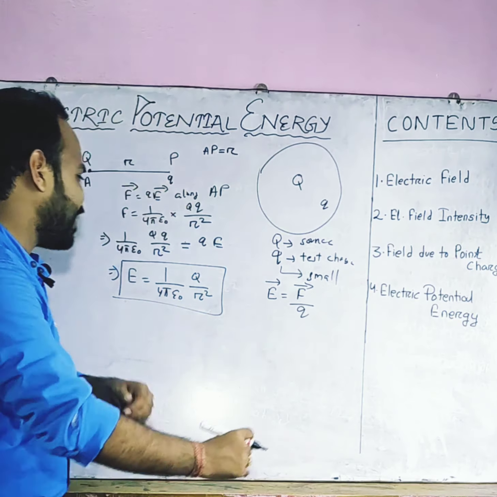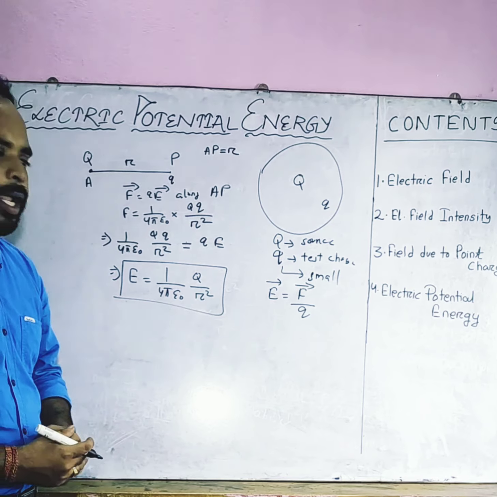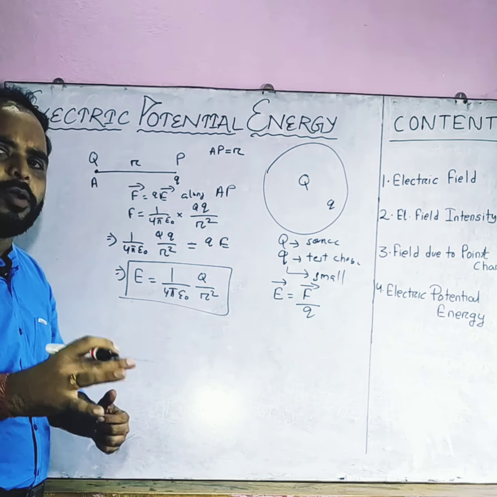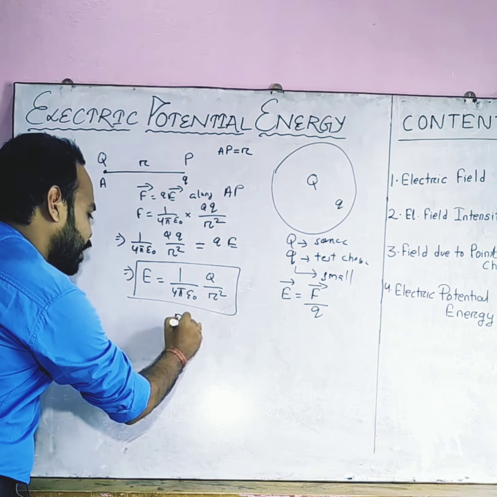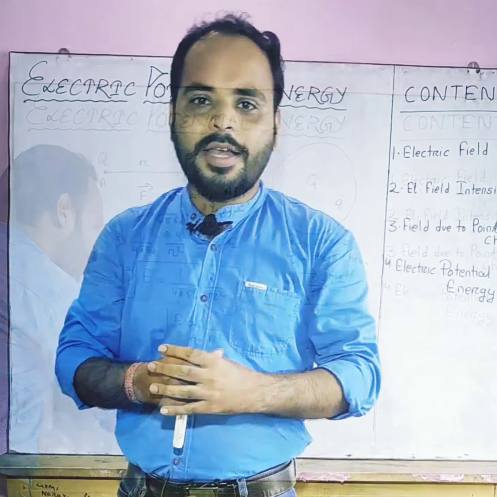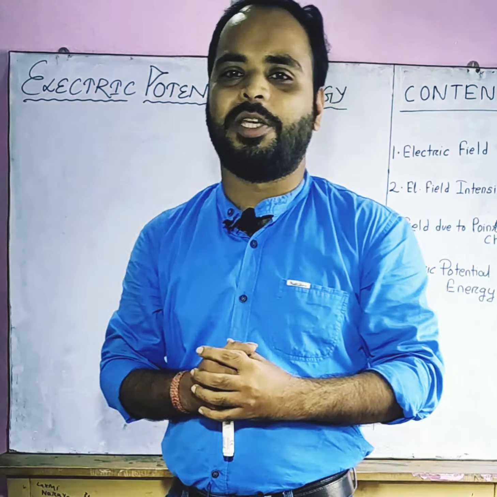Also I would like to add that 1 by 4 pi epsilon 0 is a constant quantity, and capital Q is also constant for a particular point charge, so we can write E is directly proportional to 1 by r square. Let us explain the concept of electric potential energy.